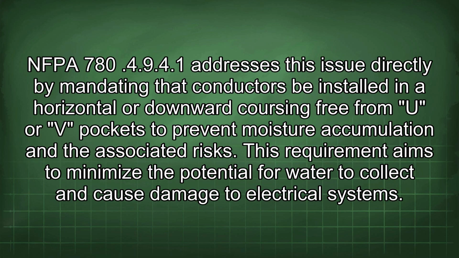NFPA 784.9.4.1 addresses this issue directly by mandating that conductors be installed in a horizontal or downward coursing free from U or V pockets to prevent moisture accumulation and the associated risks. This requirement aims to minimize the potential for water to collect and cause damage to electrical systems.